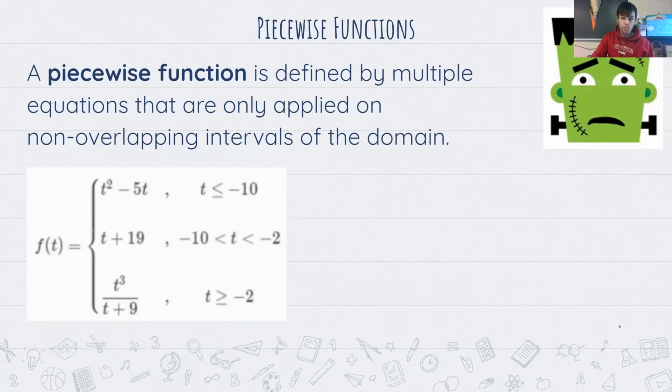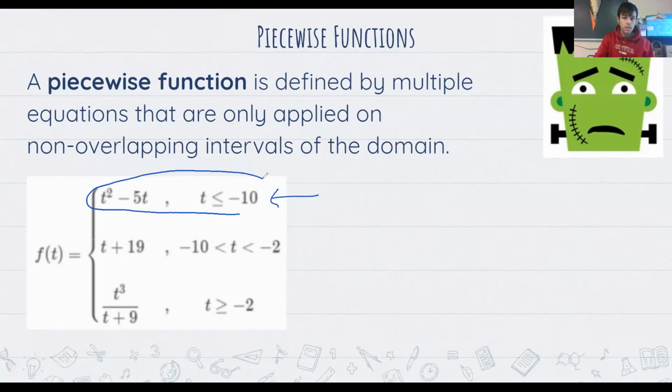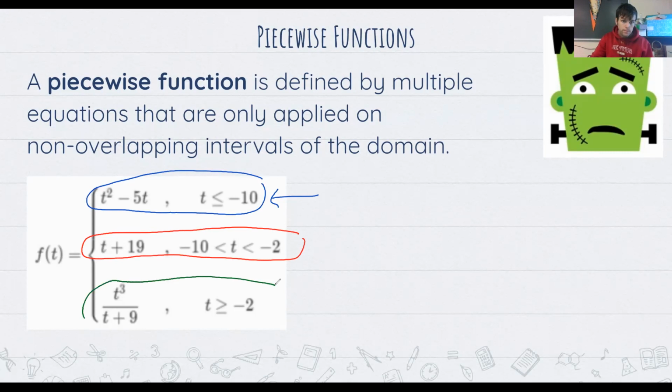Really what we have here is three distinct parts. We have this function here, which we'll call the first part. We have this one down here in the second part, and we finally have this third one down here, the third part. These are our three pieces. So the first piece is this equation, f of t is equal to t squared minus 5t. Not too complicated when we think about it like that. Comma, t is less than or equal to negative 10.